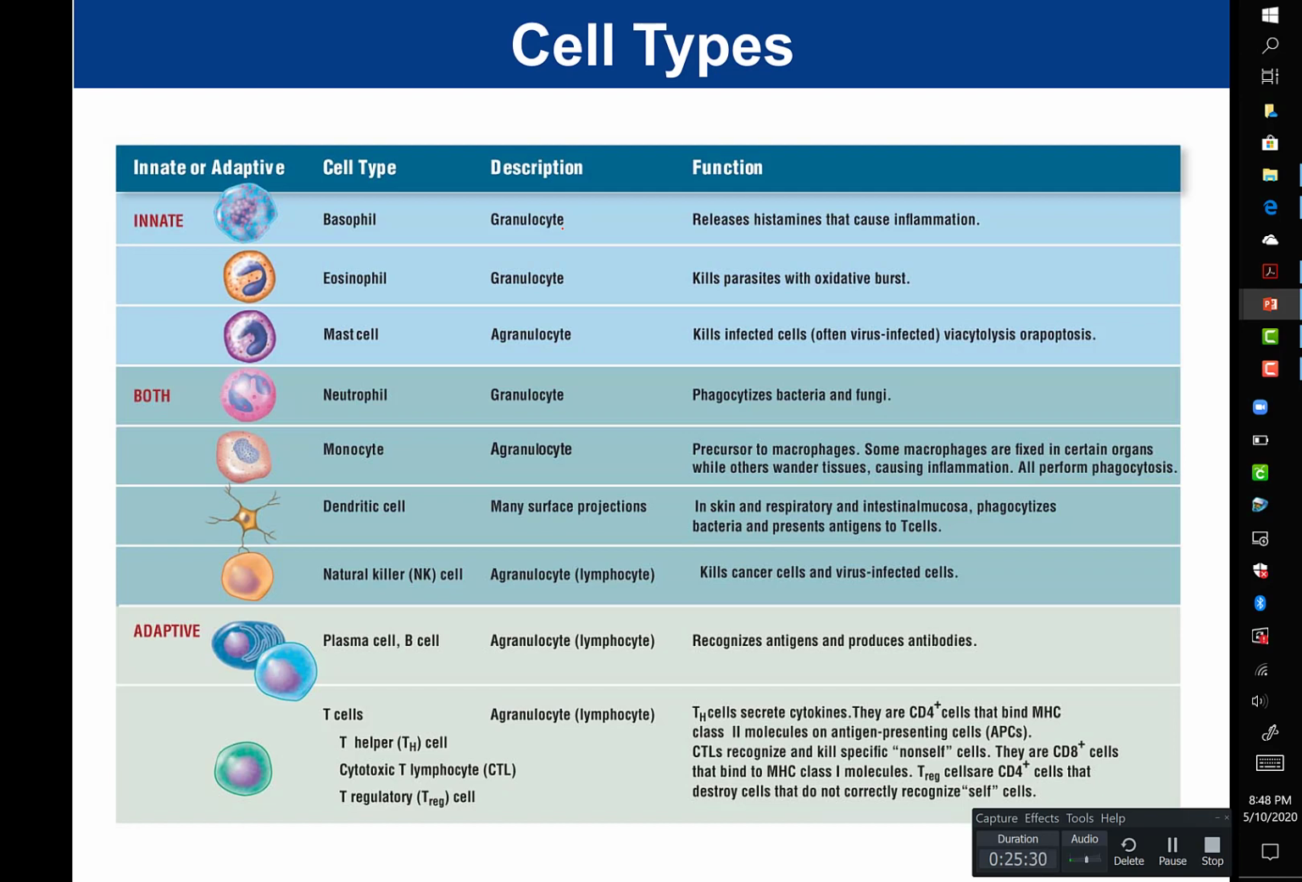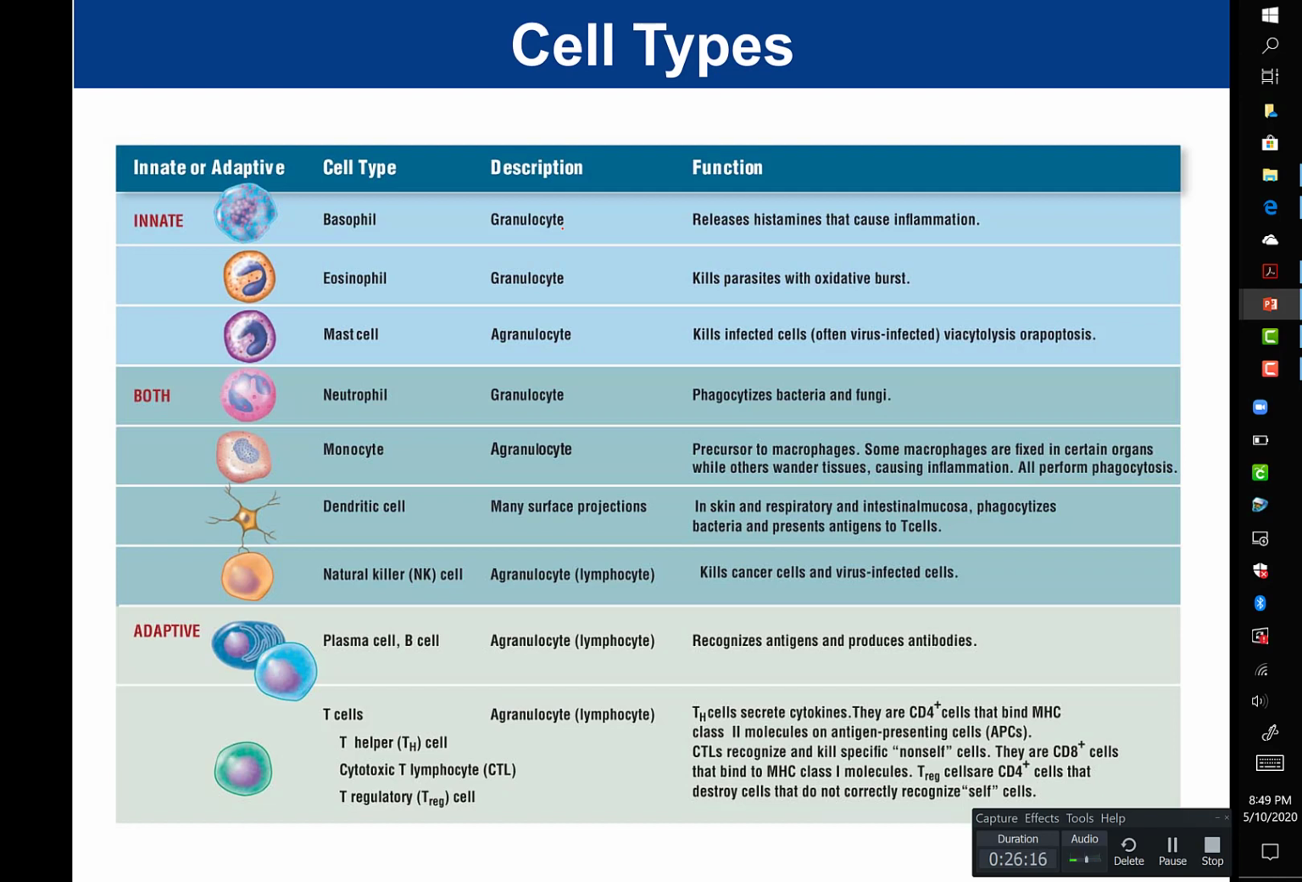In terms of our adaptive immunity, again, this is going to be in chapter 13. And in our adaptive immunity, we have our plasma cells or our B cells. A plasma cell is a type of B cell. And again, this is going to be an agranulocyte. It's a lymphocyte. And the purpose of the B cell is that it's going to recognize antigens. It's going to recognize things that are foreign. And the plasma cells are going to produce antibodies. And those antibodies are used to fight off a specific pathogen. And this is why it's part of adaptive immunity, because it's targeting a very specific pathogen.